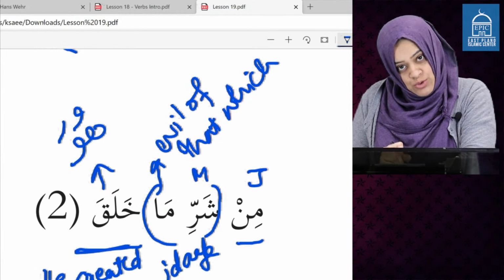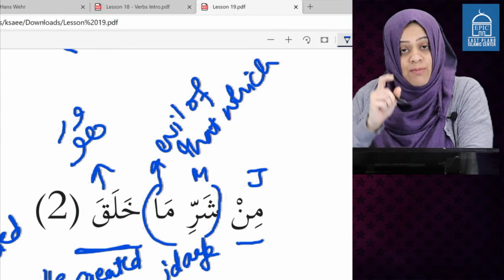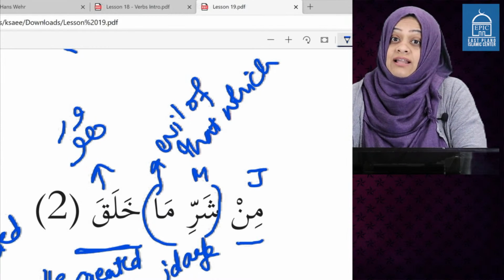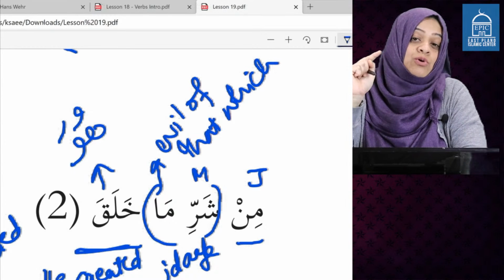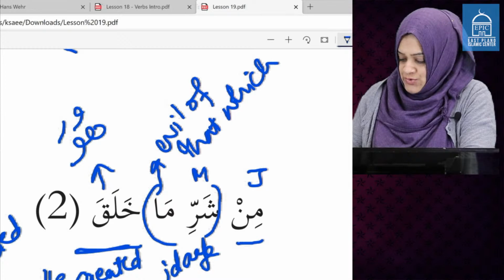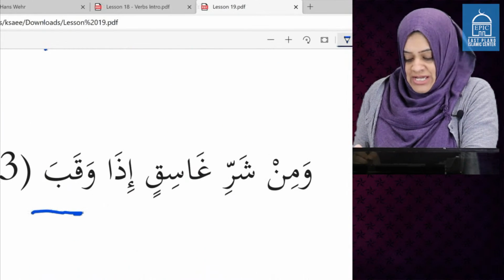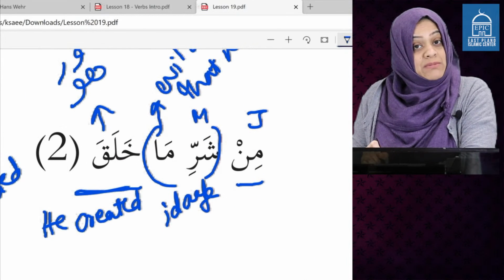Now if I go to my dictionary, what will it mean? He created. Remember we did the chart at the start of the class? So khalaqa, he created. Khalaqa will be they both created. Khalaqu will be they all created. So here it is khalaqa, that's why I'm translating as he created. Okay, moving along.